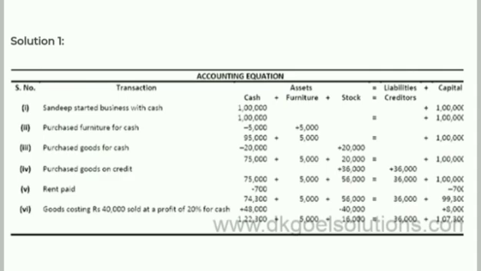The final equation will look like this: 1,22,300 of cash, furniture of 5,000, stock of 16,000, which equals liabilities of 36,000 plus capital of 1,07,300.